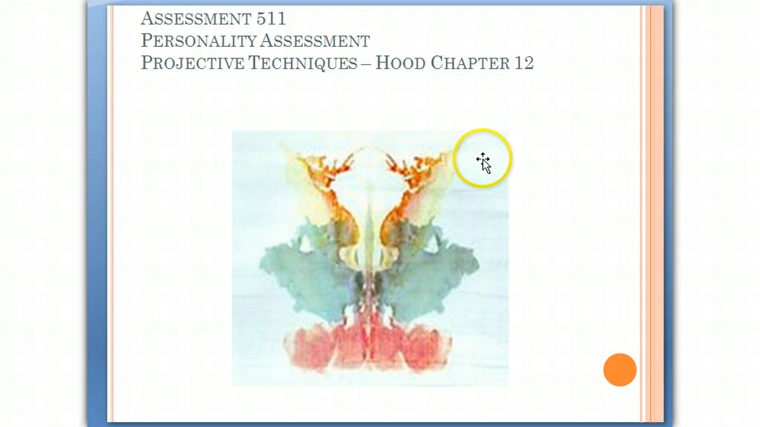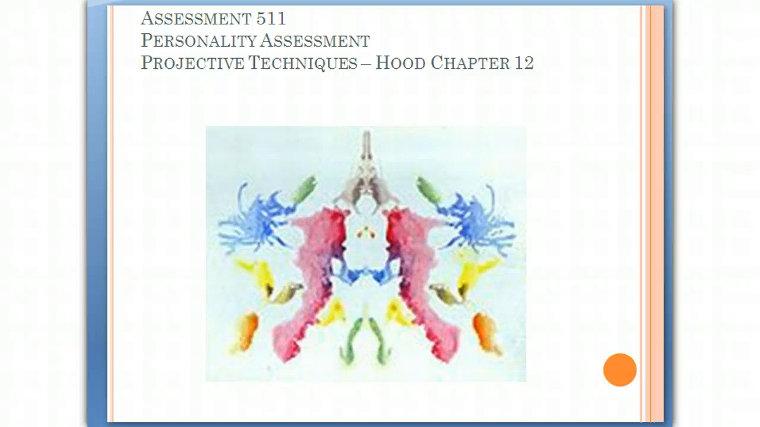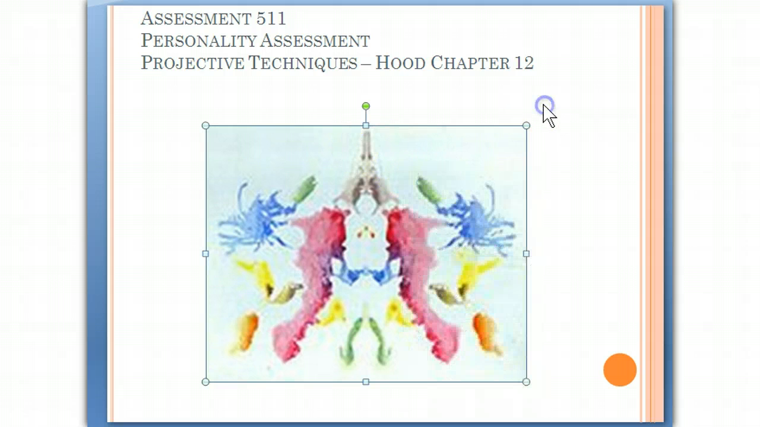Exner's comprehensive system is the most widely used system and is considered to have great interscorer reliability. Meta-analyses of validity studies revealed that the Rorschach is superior to the MMPI in predicting objective criterion variables, such as psychosis. It requires extensive training and experience, and it continues to be controversial with mixed reviews.